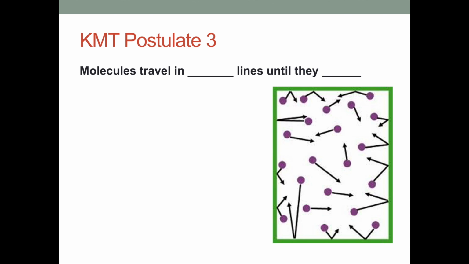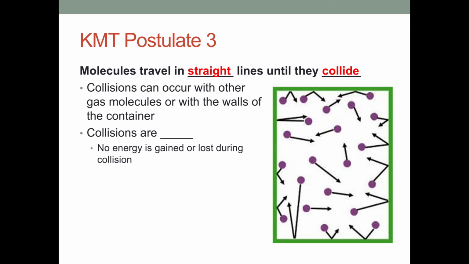The first postulate told us that gas molecules are in constant motion, and the third postulate tells us what happens when the molecules come in contact with something else. So molecules travel in straight lines until they collide with something else, whether that be another gas molecule or the wall of the container. These collisions are elastic, meaning no energy is gained or lost during a collision.